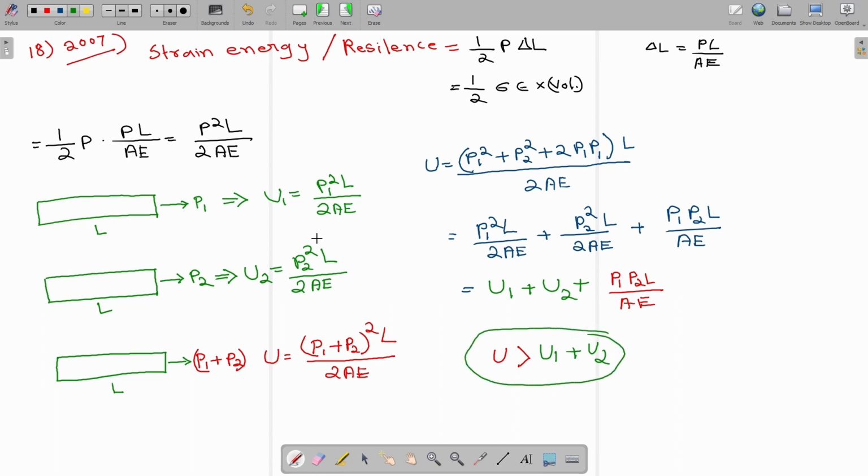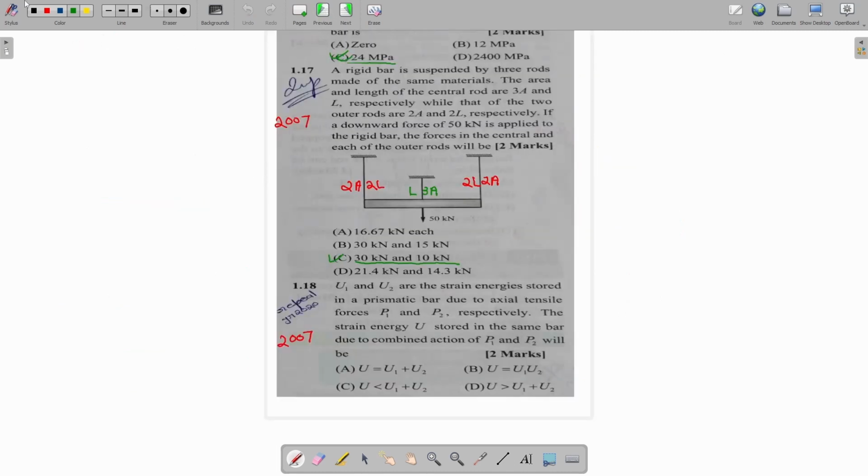Okay, this is the answer. Now let us check the options. It is option number D, U is greater than U1 plus U2. Now for the next question.